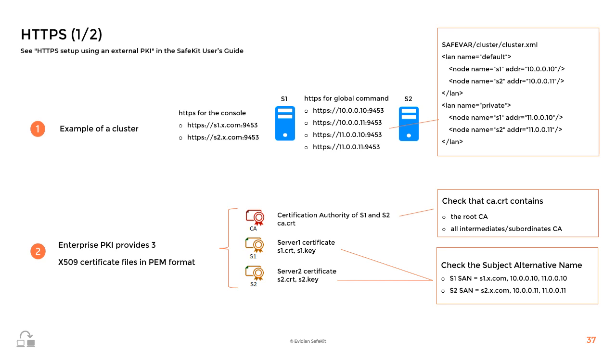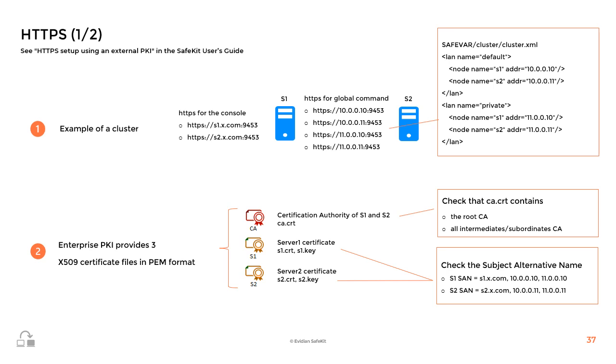Let's now examine how to switch from the HTTP to the HTTPS protocol. As illustrated in the figure, we have a cluster composed of 2 servers, S1 and S2. We want the cluster to be accessed via HTTPS by the web console on port 9453 using either the s1.x.com or s2.x.com DNS names. Between the S1 and S2 servers, 2 networks have been configured in the cluster, the 10 network and the 11 network, which will also be switched to the HTTPS protocol for global commands.